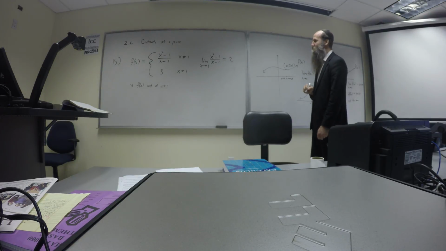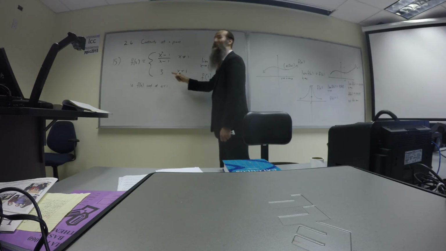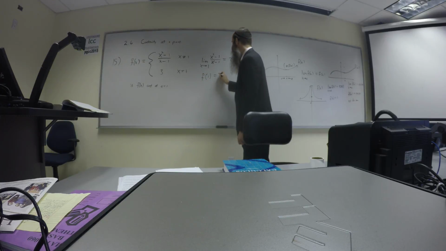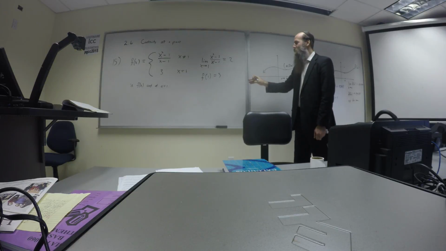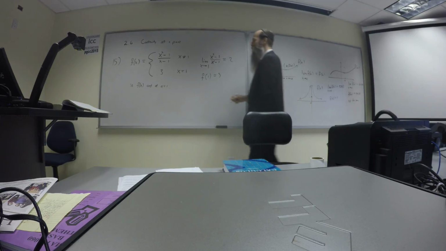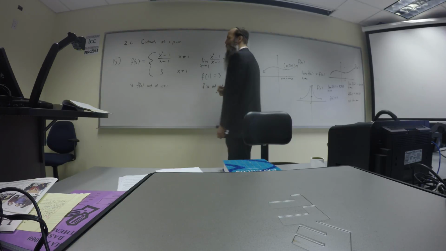Okay? It's 2. So we now know the limit as x goes to 1. All right? So now I need to know what is f of 1. What is it? 3. Right. It's 3. The function itself tells you. All right. So the limit exists. It's a finite value. It's called 2. The function exists there. It's called 3. But they are not the same. So therefore, it fails to be continuous at 1. F is not continuous at x equals 1.